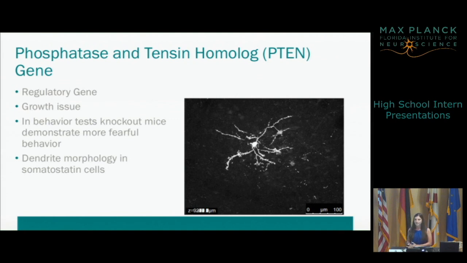So this is a regulatory gene, it's a tumor suppressor gene, and so if it's knocked out, or if there's an issue with it, it could cause a growth issue where cells become overgrown. The behavioral phenotype seen when this gene is knocked out is that in behavior tests, knockout mice demonstrate more fearful behavior. This is an ASD-like phenotype. For this project, I'm looking at the dendrite morphology in somatostatin cells. So I'm looking at differences in the size, length, etc. of the dendrites, where the cell receives its inputs, in somatostatin cells. Somatostatin cells are a type of interneuron in the central amygdala.